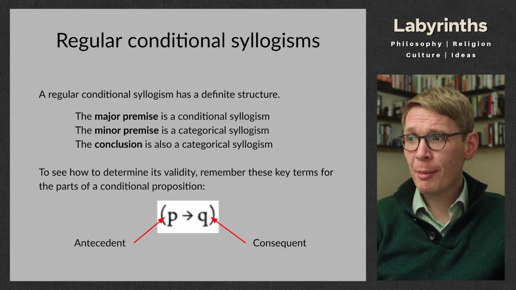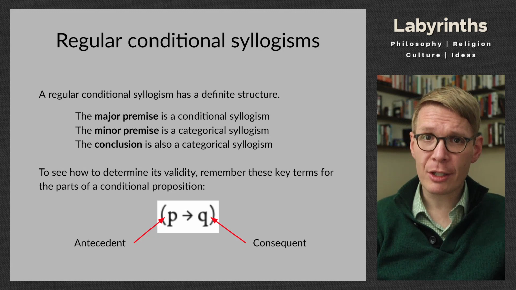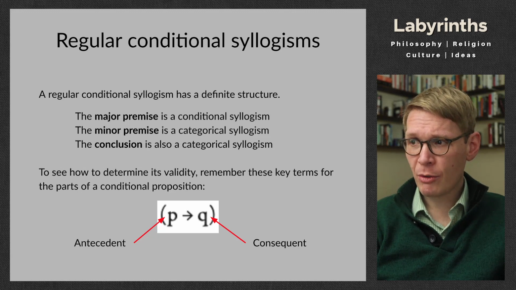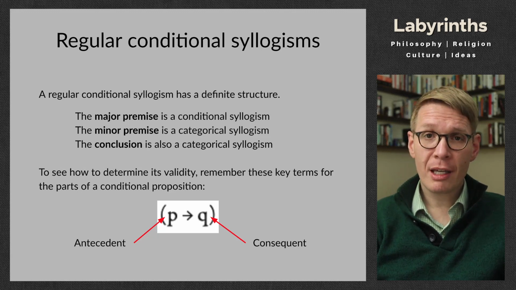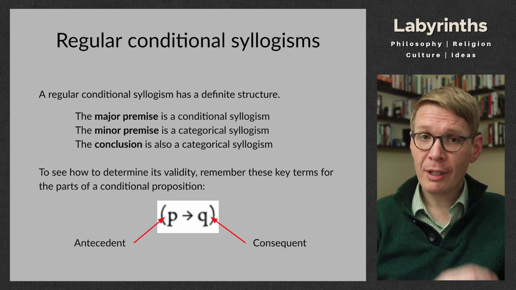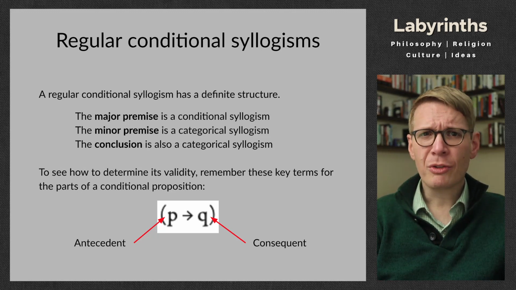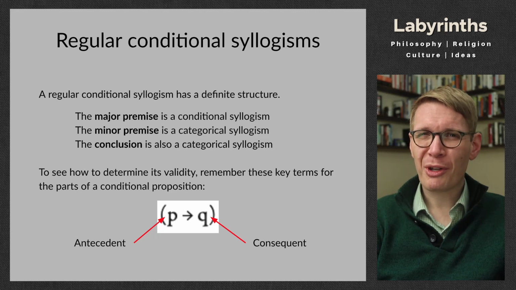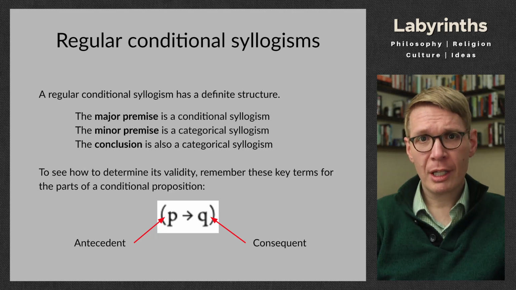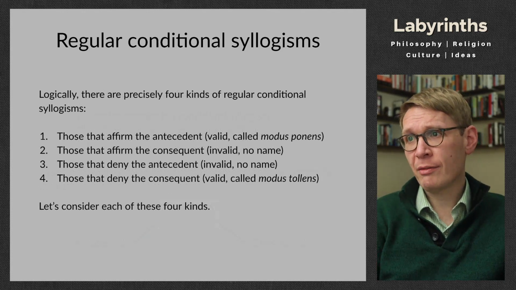So to see how to determine the validity of these arguments, because now we're going to look at the validity of regular conditional syllogisms, you need to think about these key terms, P and Q, and the words antecedent and consequent. So in conditional propositions, as we've said, the order matters. The antecedent is a condition of the possibility or necessity of the consequent, we should say. And so remember those terms, antecedent and consequent. Those are the key terms.